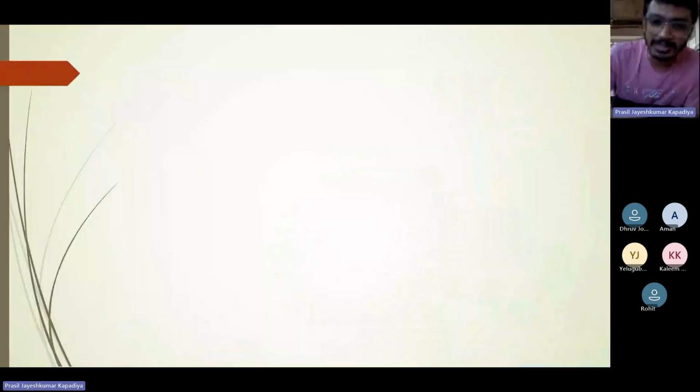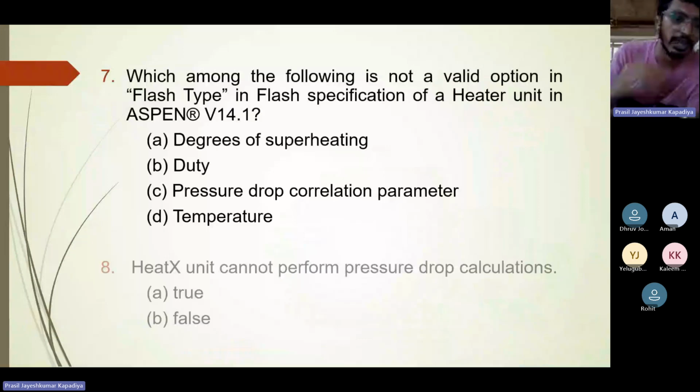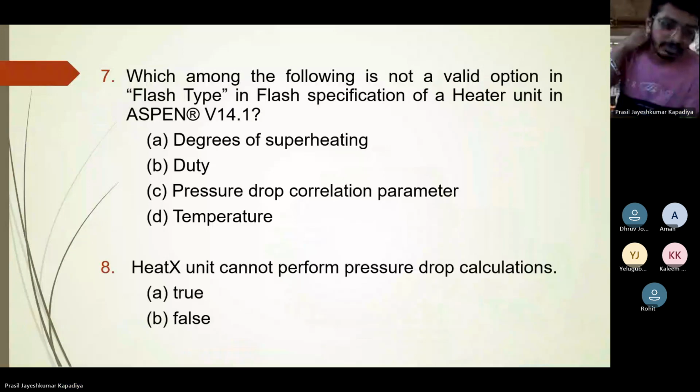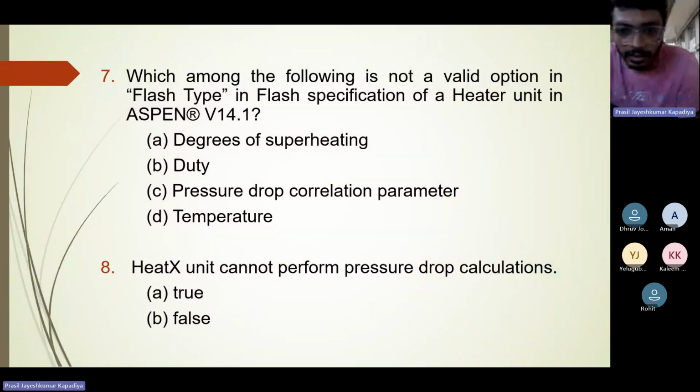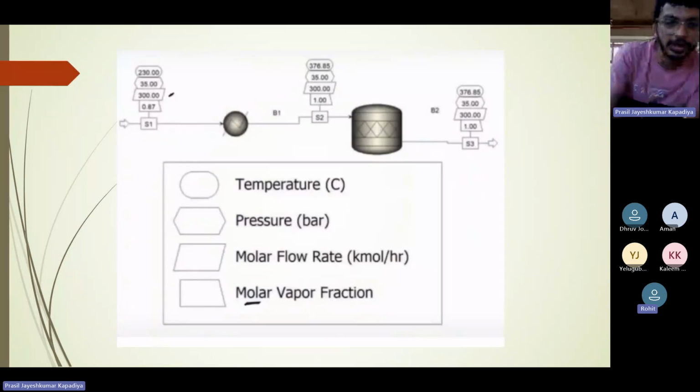Was that this year's assignment question or previous year's? According to me, it should be false, right? HeatX unit can perform pressure drop calculation. Is this clear? Yes. Okay, let's move ahead.